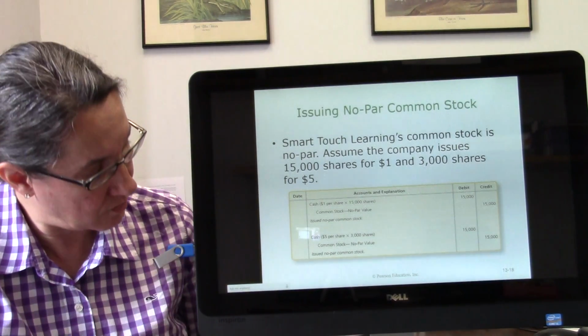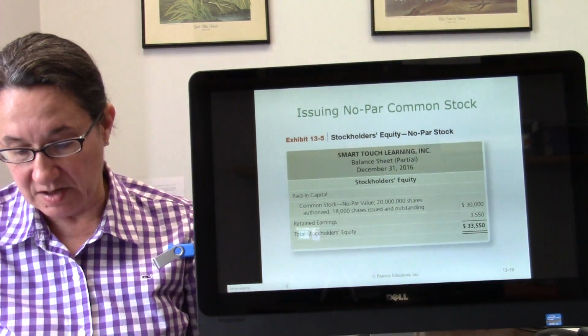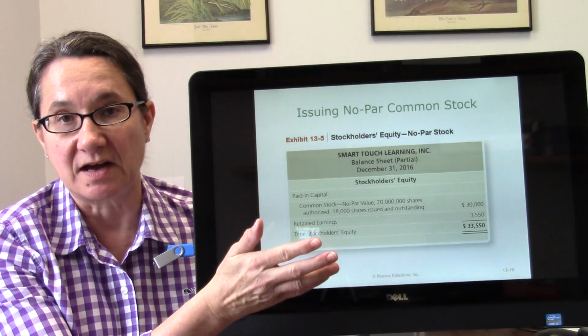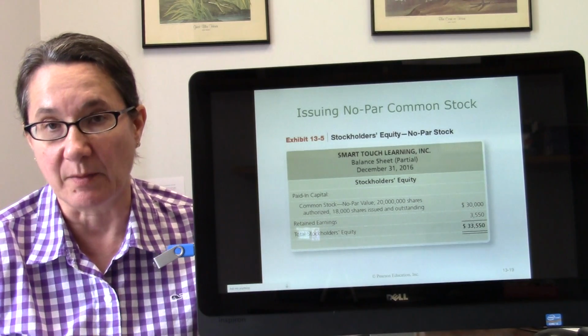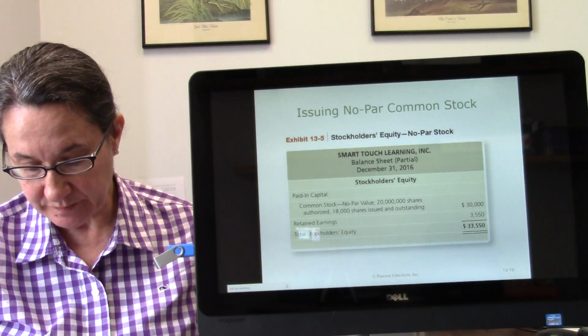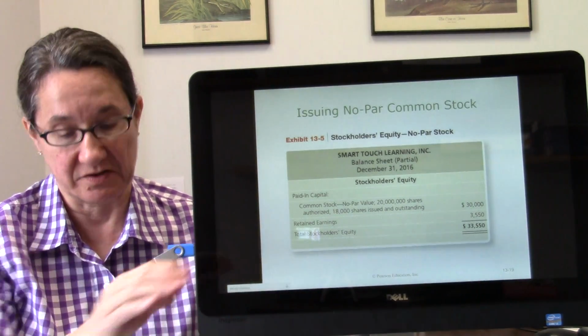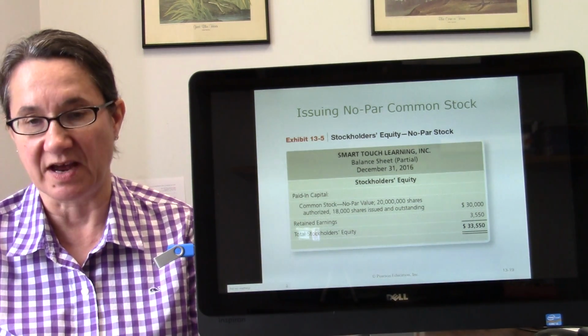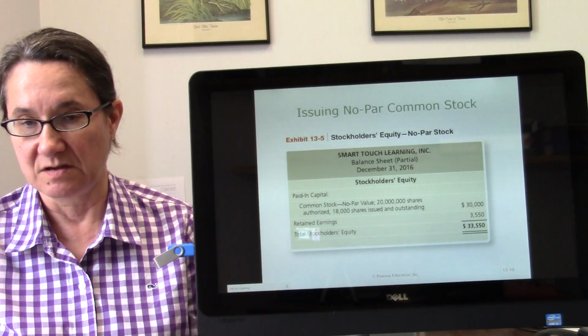So your paid in capital looks slightly different. There's just common stock. There's no such thing as paid in capital in excess of par. And of course, retained earnings is still retained earnings. So this is page 652, shows you how the balance sheet would look.